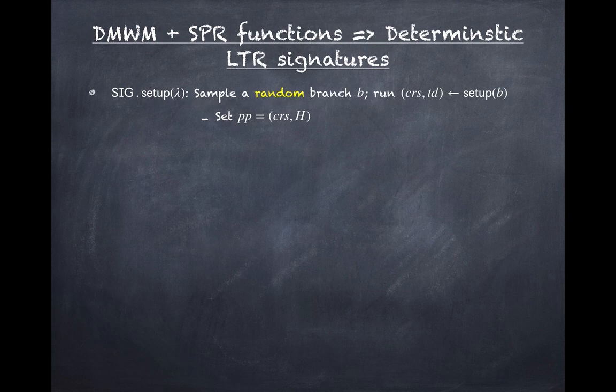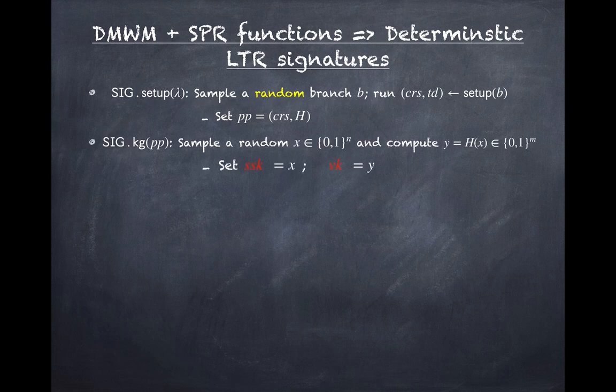So in the signature setup, the branch is sampled randomly, and the public parameters consist of the CRS along with the description of the SPR function. The key generation algorithm consists of sampling a random preimage of H, and the verification key is H of X. And we want that H is a sufficiently compressing SPR function.